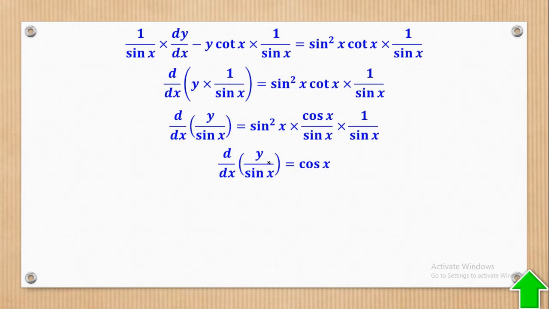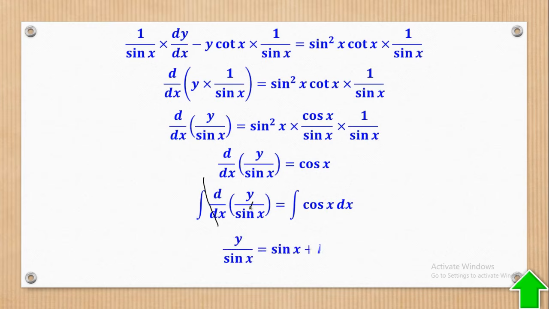Then from there, I can now go to step 4, where I have to put integrals on both sides. Then this effect cancels and gives you y over sine x. For this side, I have to integrate cos x to come up with sine x plus the constant of integration.